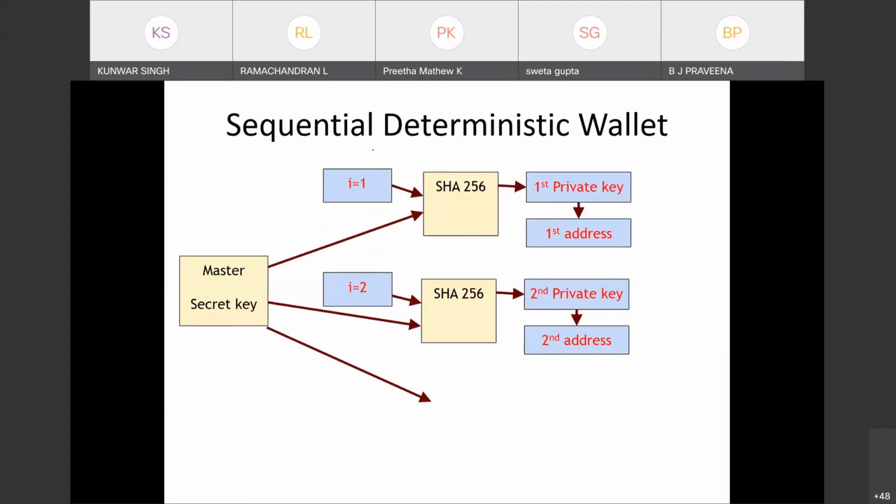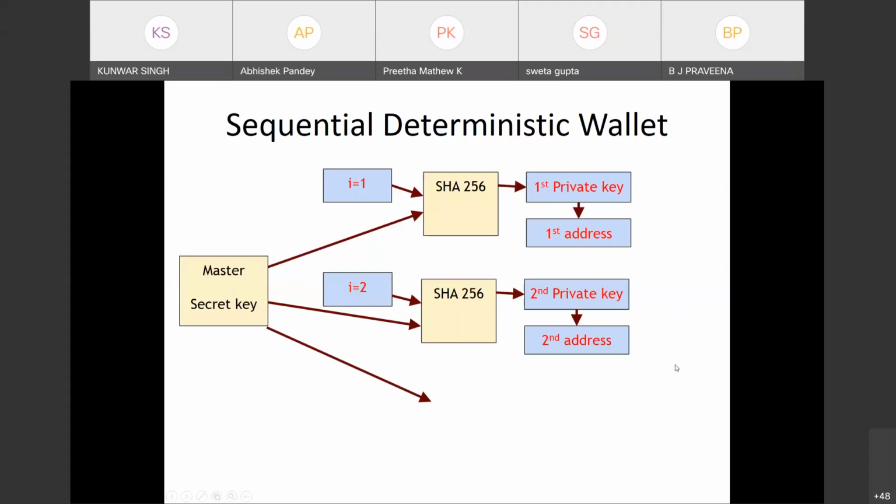Parveena, can you unmute the Parveena? Again, Abhishek, can you unmute it? Yes, sir. I'm doing.